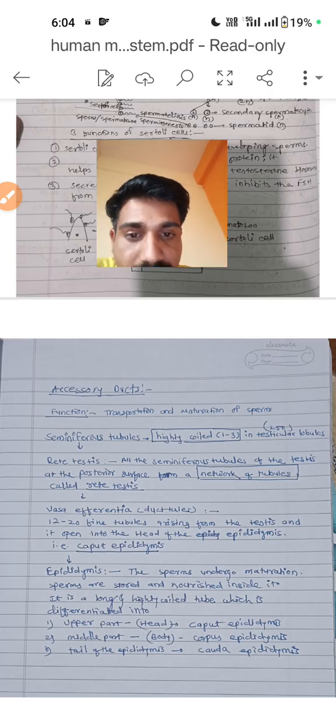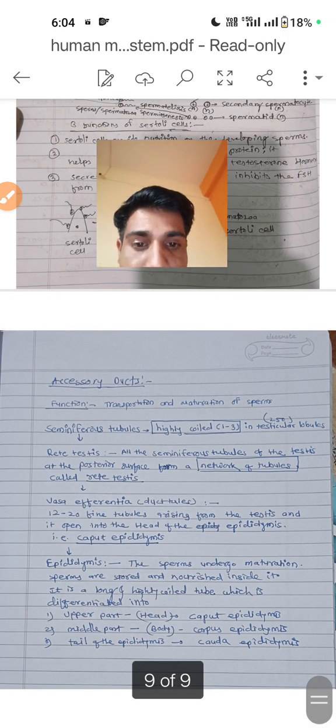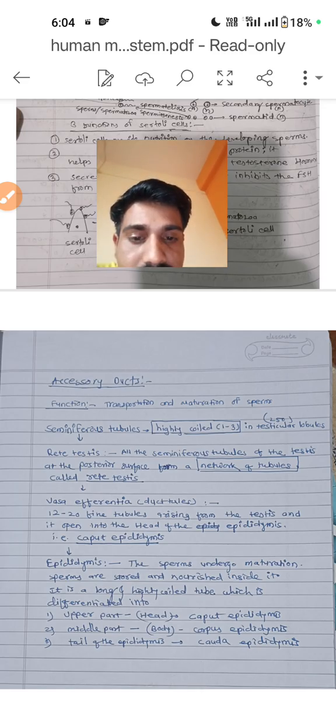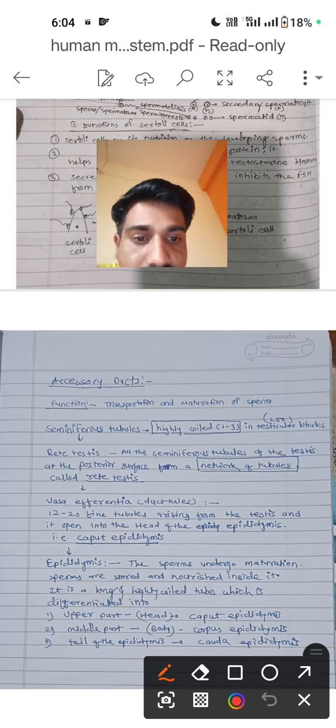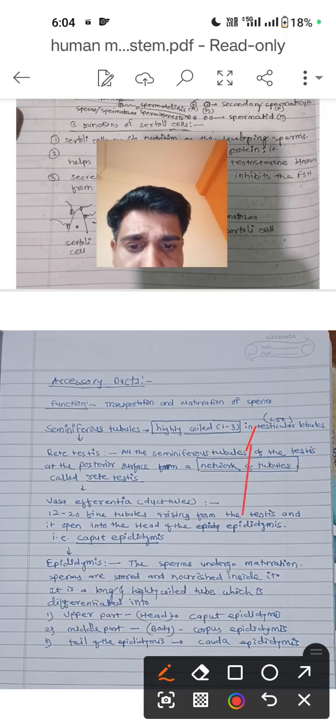After that, the seminiferous tubules connect to the rete testis. All seminiferous tubules of the testis at the posterior surface form a network of tissue known as the rete testis. The rete testis forms the vasa efferentia, 12 to 20 fine tubules arising from the testis, and they open into the head of the epididymis. After the vasa efferentia comes the epididymis.